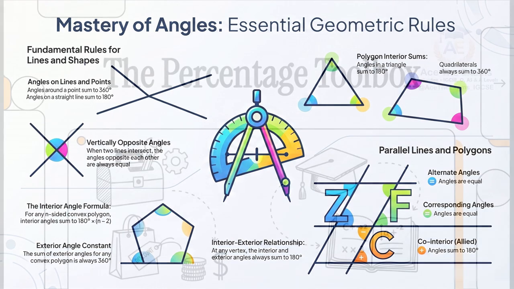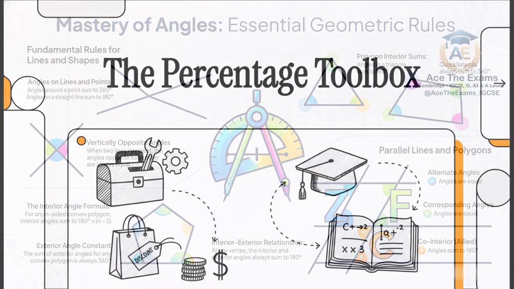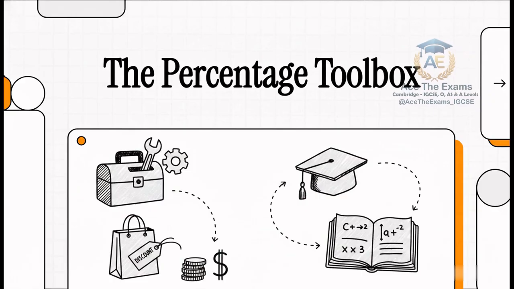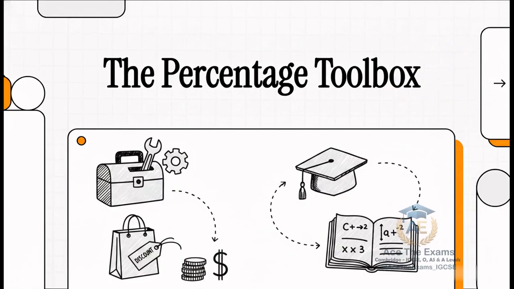Today, we're unlocking something absolutely crucial for your Cambridge 0580 mathematics exam. We're breaking down percentages. But look, forget thinking about this as just some abstract math hurdle. We're building a practical, mental toolbox today. Whether you're quickly calculating a discount, managing personal finance, or, most importantly, hunting for those top marks on your IGCSEs, this explainer is your ultimate cheat code. Let's get right into it.